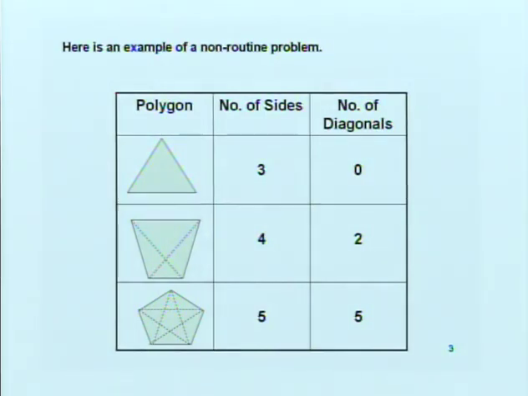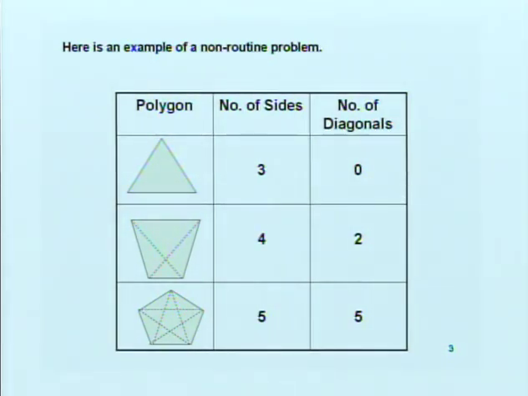In the first column, we have polygon. In the second column, number of sides on the polygon. And in the third column, number of diagonals on the polygon. The first shape, which is a triangle, has 3 sides and no diagonal. The second shape, which is a quadrilateral, has 4 sides, and if you insert the diagonals, you would discover that you have in any quadrilateral 2 diagonals.